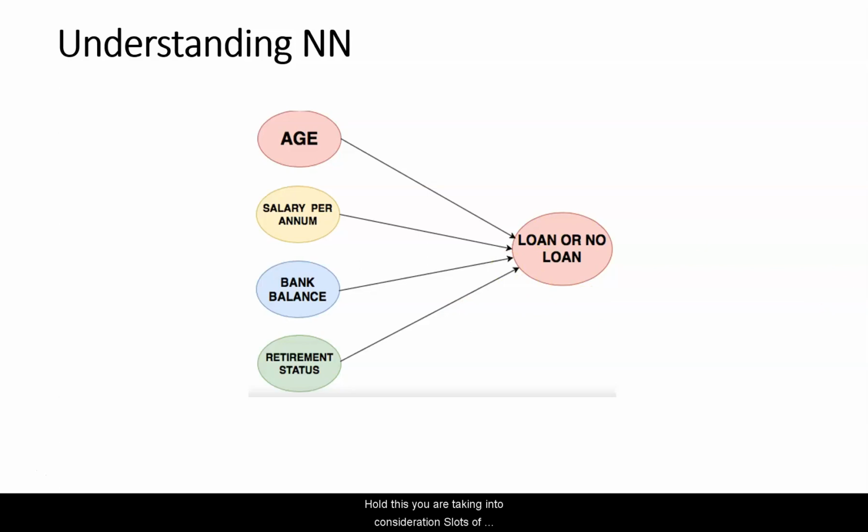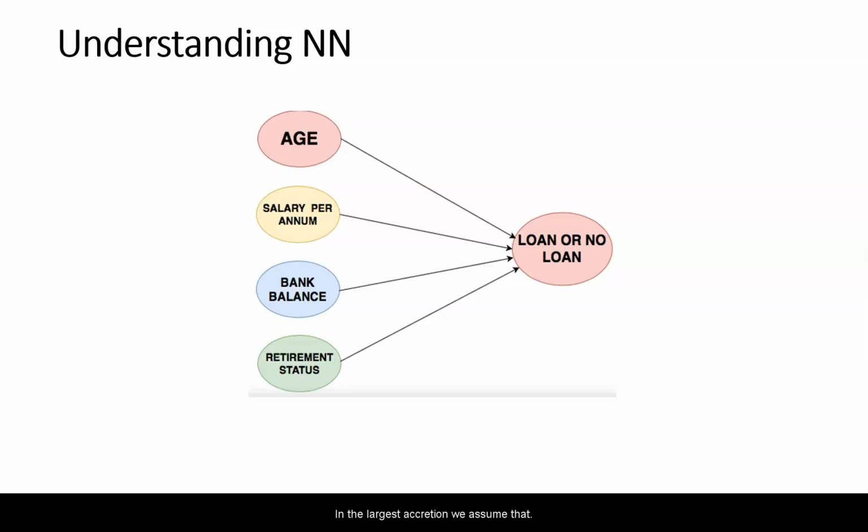For this, you are taking into consideration lots of features such as age, salary, the current bank balance, and the retirement status. So one way to build this classification model is to use a traditional machine learning approach like logistic regression.